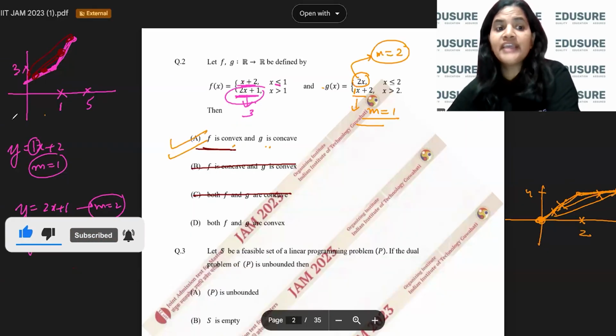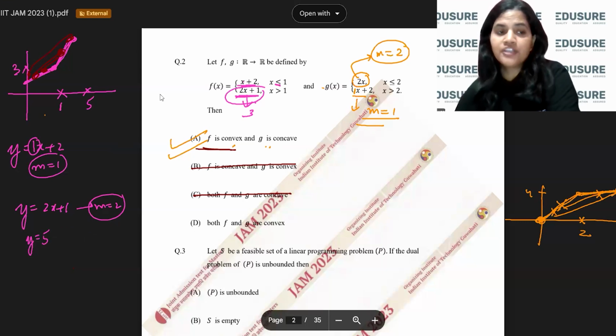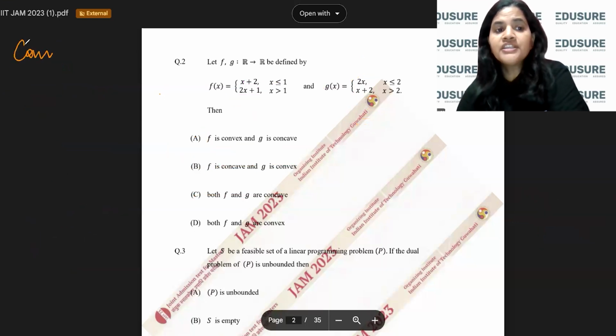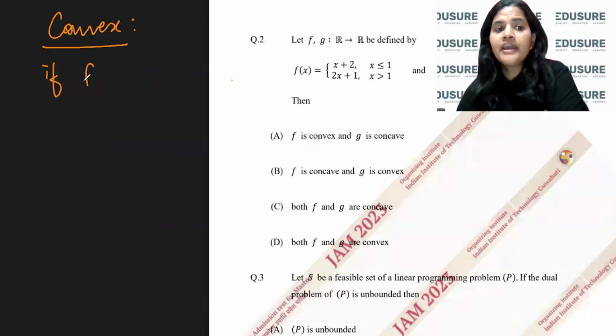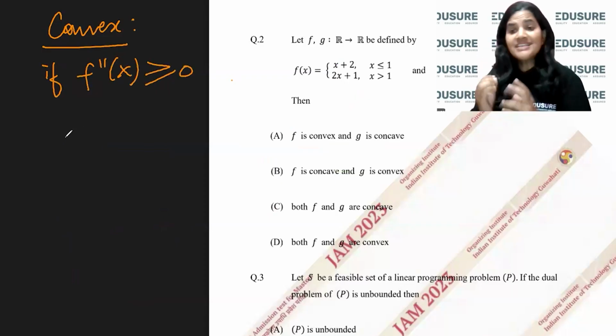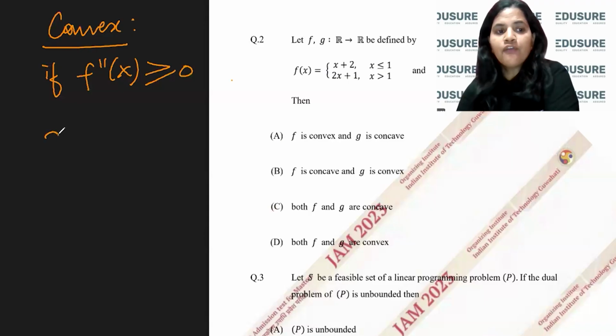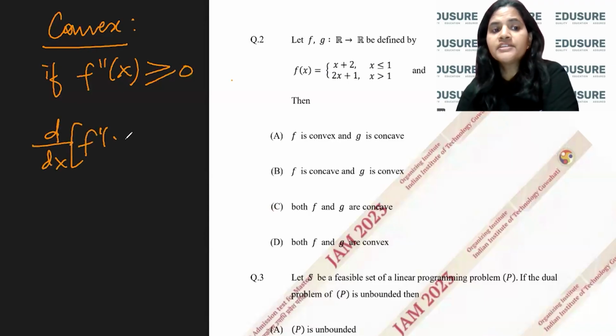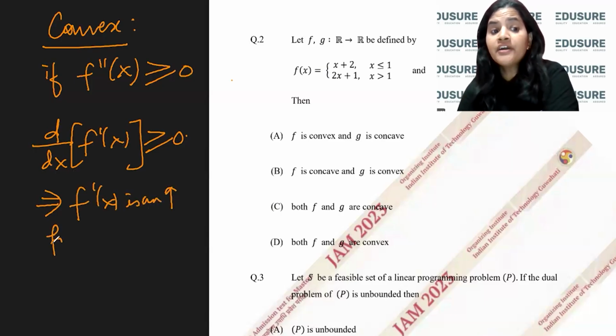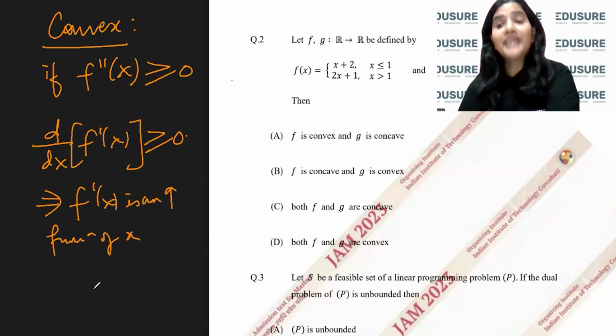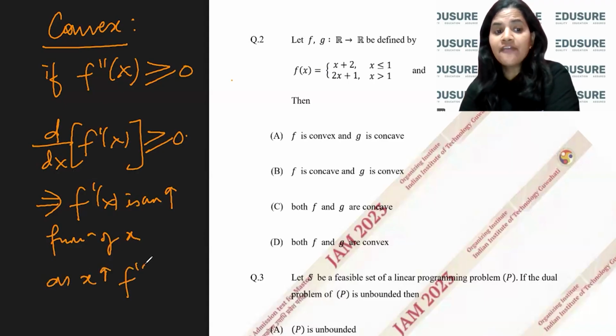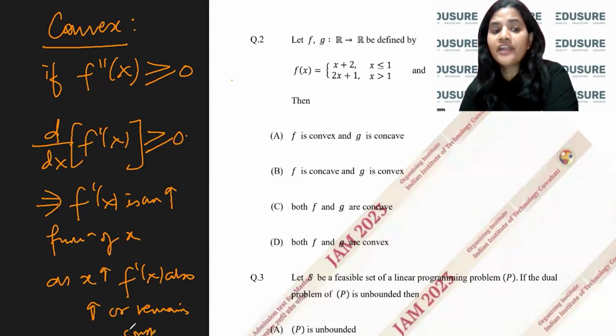What is the calculus definition of a convex function? The calculus definition says a function is said to be convex if the second derivative of f is greater than or equal to 0. Now what is the second derivative of f? It means d by dx of the first derivative is greater than or equal to 0. What does it mean? It means that f dash x is an increasing function of x. So as x increases, f dash x also increases or remains constant. That is what it is trying to say.